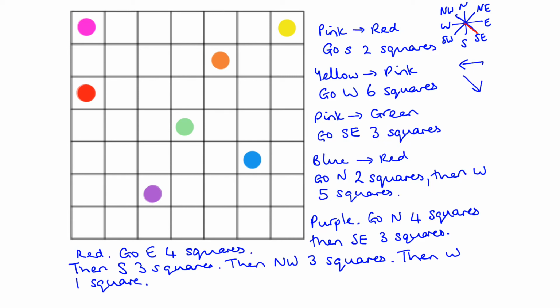Where are you? Back where you started. Let's just check. So east 4 squares, 1, 2, 3, 4. South 3 squares, 1, 2, 3. Northwest 3 squares. Remember northwest's that way. So 1, 2, 3. And then west 1 square. So back to red. Okay. Right. So next bit now. Last bit for today.